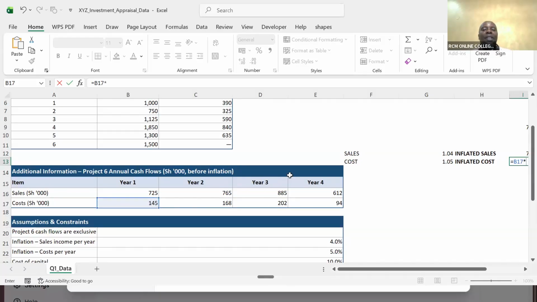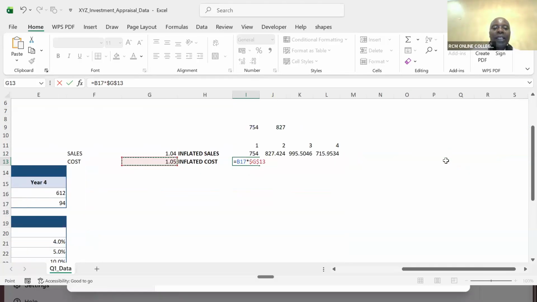Now, ladies and gentlemen, the inflation factor for cost is this 1.05. And this 1.05 across the row is going to remain the same. And because it's going to remain the same, then we must lock it up. We must do what we call dollarization. You must dollarize these. So you will come here and then straight away you press function F4 like that. You can see the dollars.